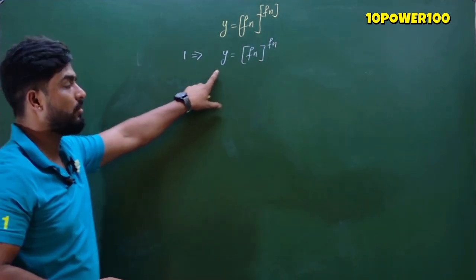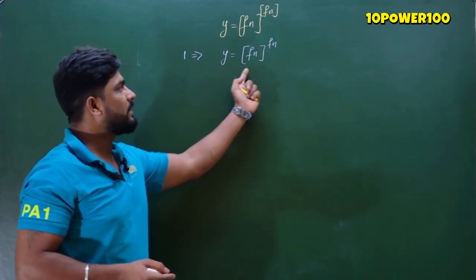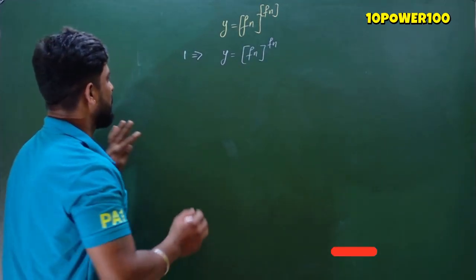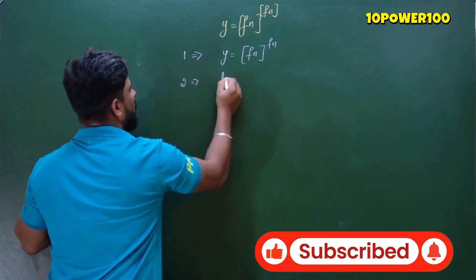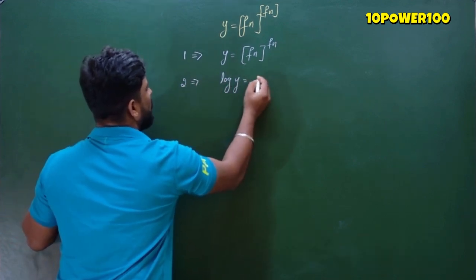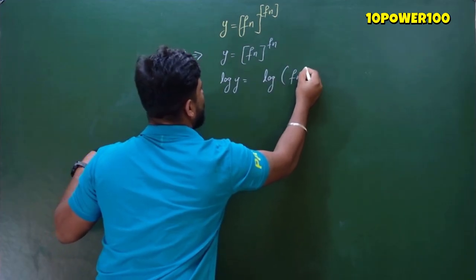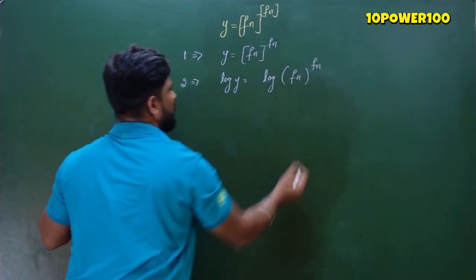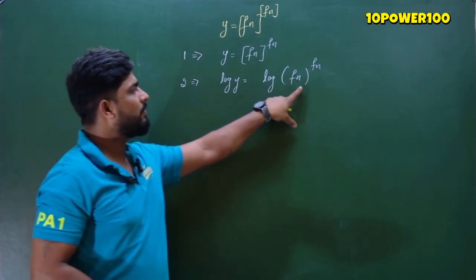Sometimes the question doesn't give y is equal to, so you should take it. So y is equal to function to the power function. The second step is to take log on both sides. So log y is equal to log of function to the power function.